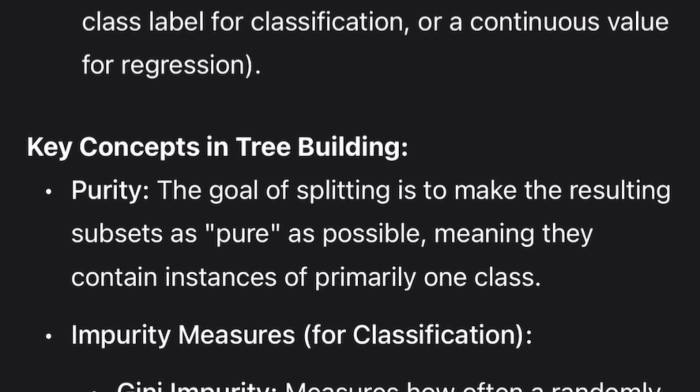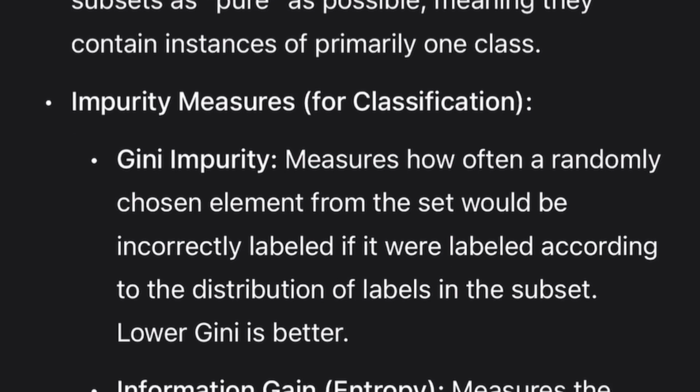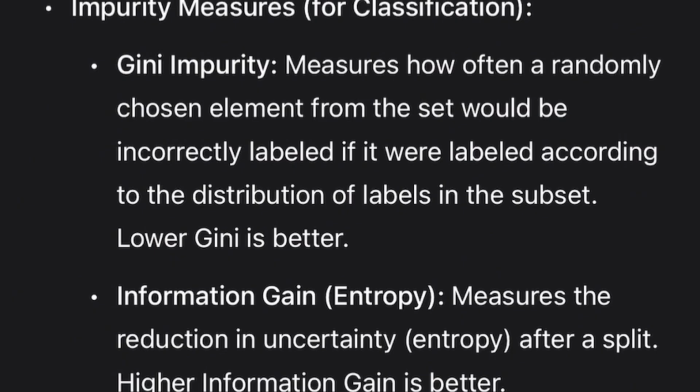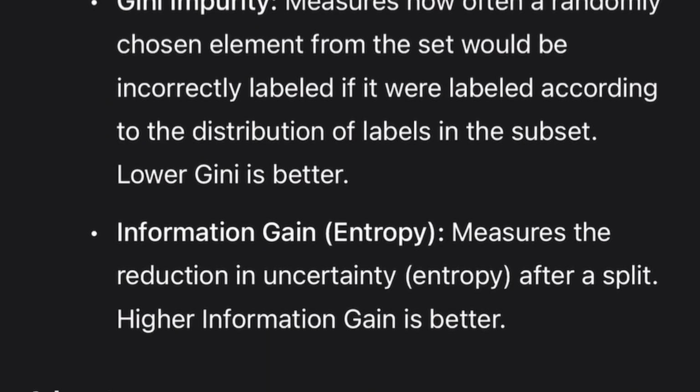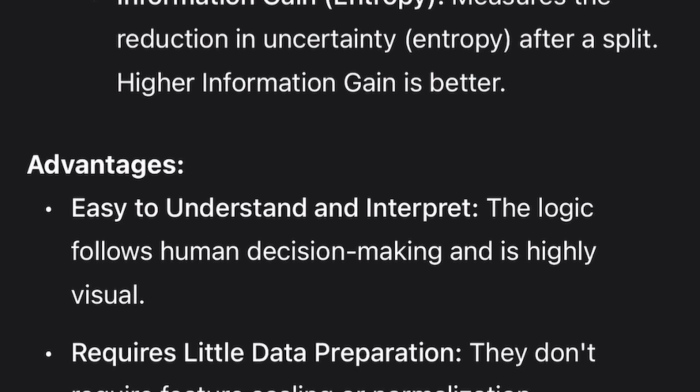Key concepts in tree building. Purity. The goal of splitting is to make the resulting subsets as pure as possible, meaning they contain instances of primarily one class. Impurity measures for classification. Gini impurity measures how often a randomly chosen element from the set would be incorrectly labeled if it were labeled according to the distribution of labels in the subset. Lower Gini is better. Information gain, entropy, measures the reduction in uncertainty (entropy) after a split. Higher information gain is better.